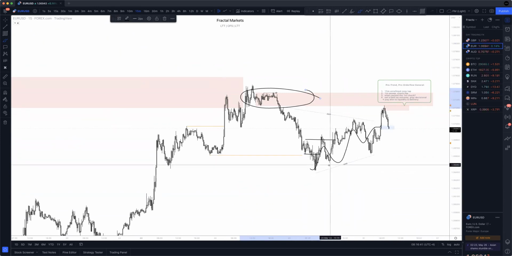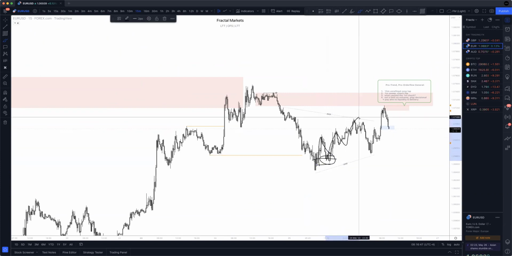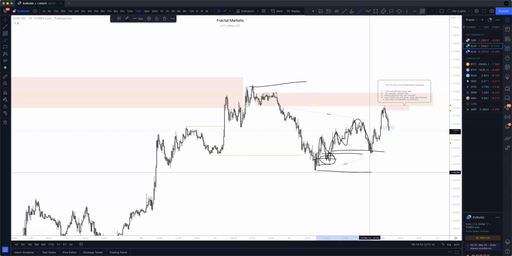So on the 15, this looks like this is technically a pro internal structure move, right? But it's not a pro swing move, right? The pro swing move comes from here.